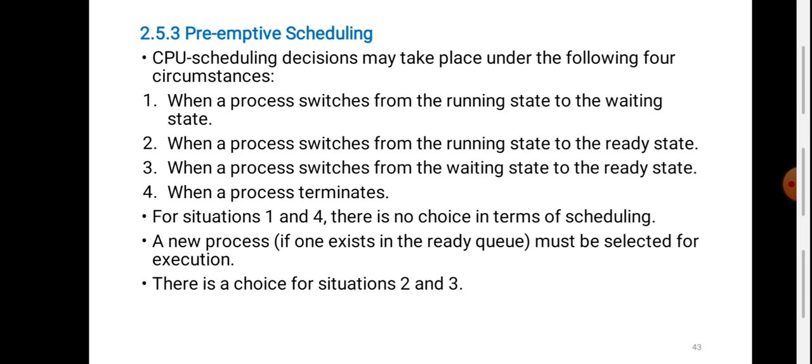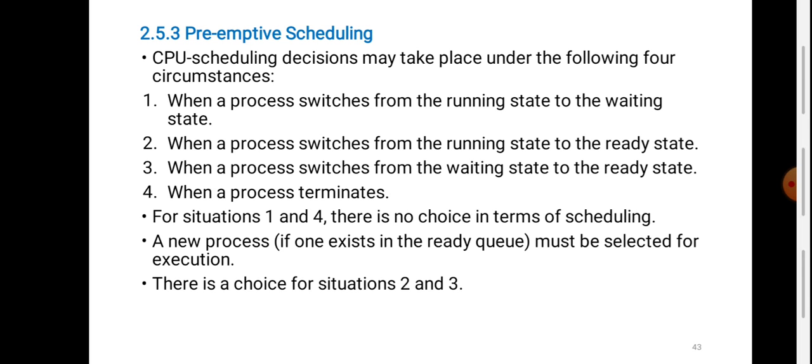And the fourth is when a process terminates. Once the process completes its job or its task, it terminates completely. At that time also the CPU should not sit idle, so the CPU should be allocated to the next process. So in these four situations or circumstances we have to use scheduling.